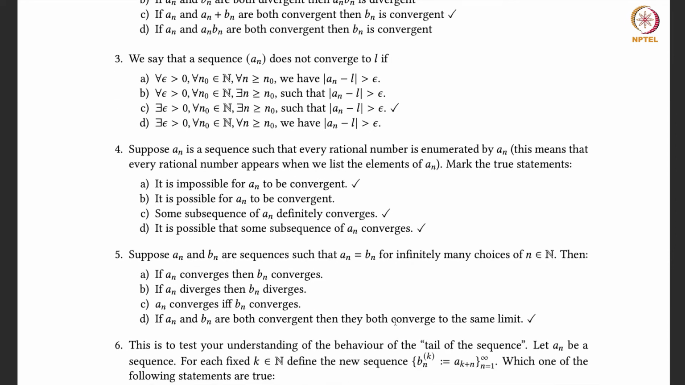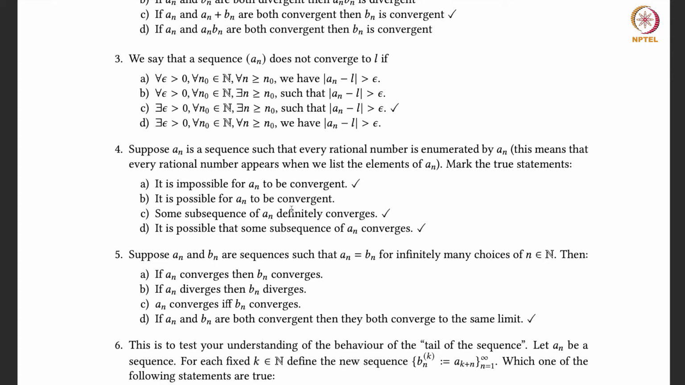Now, question number 4. Suppose an is a sequence such that every rational number is enumerated by an. This just means that you have a sequence such that every rational number will eventually appear in the sequence. Such a sequence clearly exists because the rational numbers are countable, if you recall from week 1. Mark the true statements. It is impossible for an to be convergent. This is obviously true because, think about it, if an is convergent, an has to be bounded. Obviously, the rational numbers are unbounded.